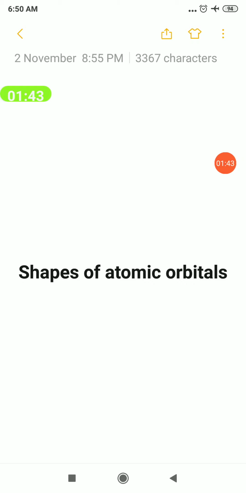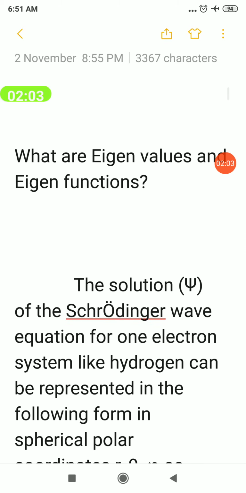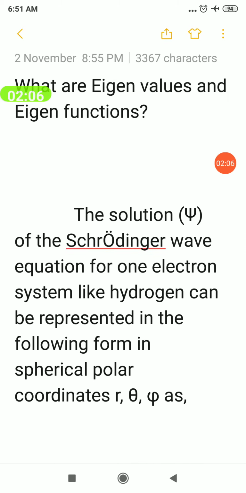The Schrödinger wave equation is H cap psi equals E psi. This equation can be solved only for certain values of energy, and those certain values of energies are called eigenvalues. And while solving, the corresponding wave functions are obtained, and those wave functions are eigenfunctions and also termed atomic orbitals. Okay, so that is given here. The solution of the Schrödinger wave equation for a one electron system like hydrogen can be represented in the form of spherical polar coordinates.